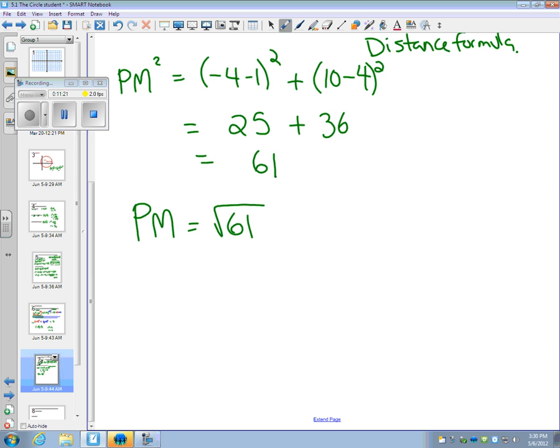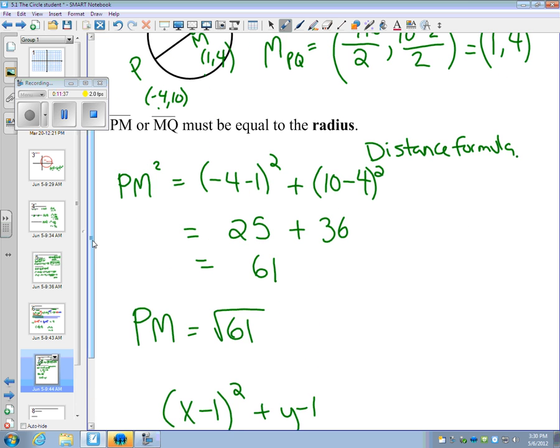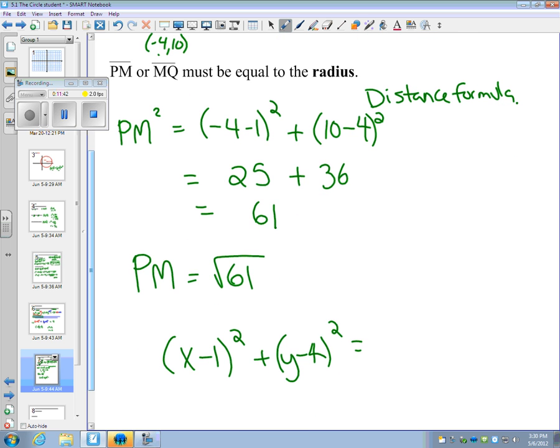So now we need to get the equation of the circle. Remember, it's x minus the center. We said the center was 1, 4. So x minus 1 squared plus y minus 4 all squared is equal to the radius squared. Well, we actually had radius squared right here, or we could say root 61 squared is equal to 61. So that's the equation of that circle. So again, you need to know the midpoint formula and you need to know your distance formula.